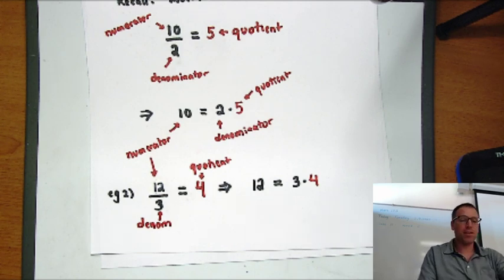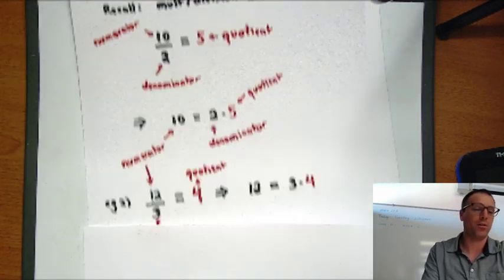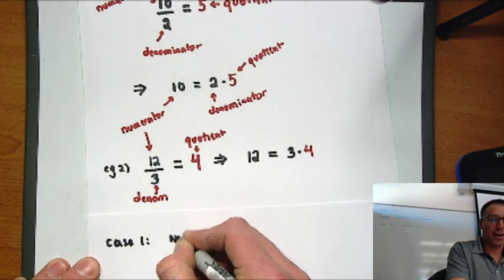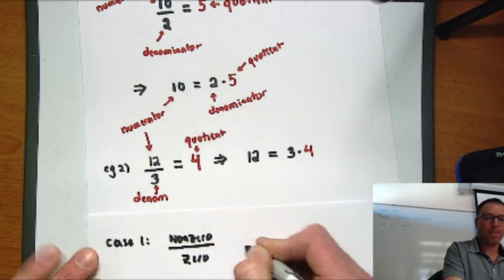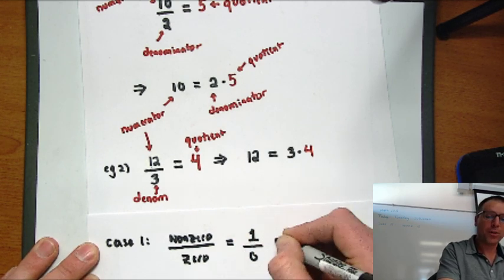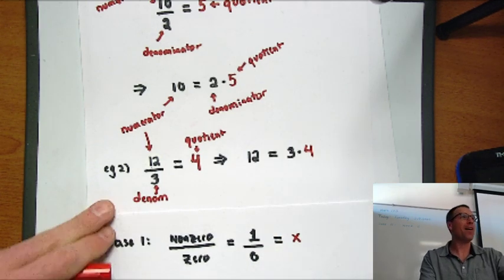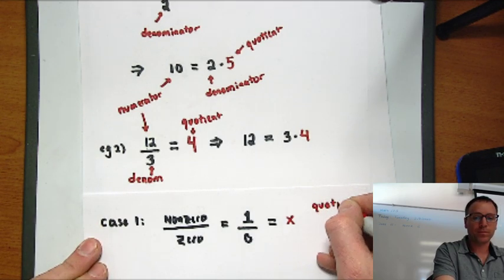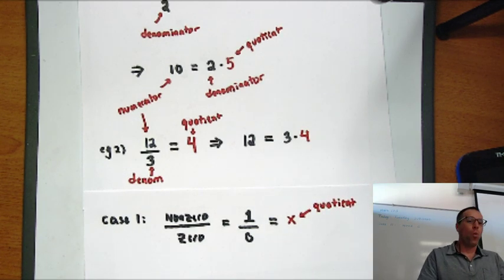Okay, so let's go back to our original problem. Now that we have that in our minds, let's think back to case 1 of division by 0. So case 1 looks something like this. We had a non-zero on the top, and we've got a 0 on the bottom. In this case, we're just going to look at 1 divided by 0. Let's pretend for a moment that this had an actual value of x. We don't know what the value is, but let's pretend that this was legal.